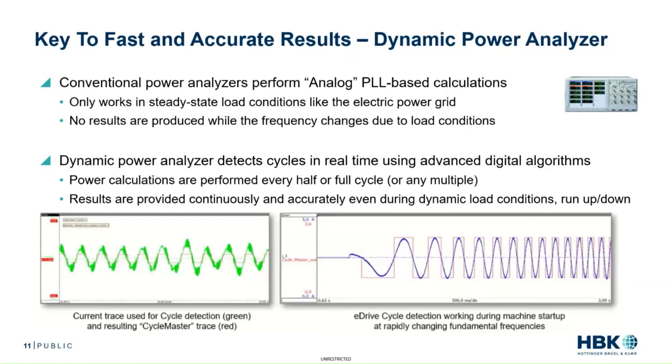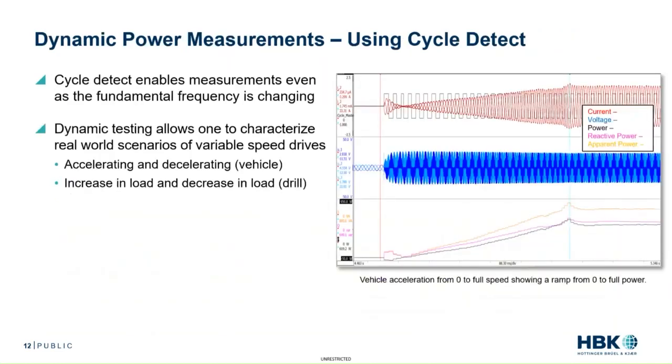But you can see it's increasing in speed or in frequency, depending on the type of application you're using the motor on. And the eDrive cycle detection is working even during the startup of this particular frequency, or it could be for example, a bike, or it could be a drill, or whatever the case may be. So even though you have this increasing frequency or speed, you're still able to continuously identify the zero crossing points of the waveform, which comes in handy in order to make calculations. So using cycle detect enables you to do measurements even as the fundamental frequency is changing.